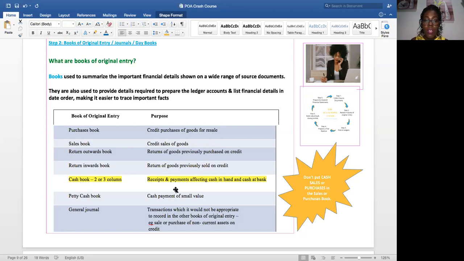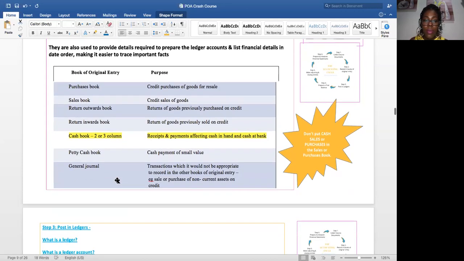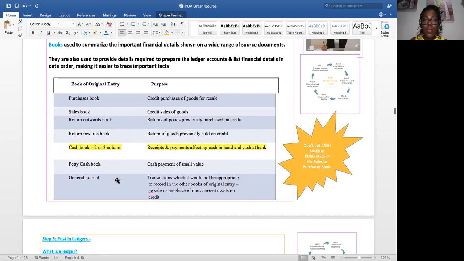The cash book records receipts and payments affecting cash in hand, which is cash on your premises, and cash at the bank. And you can have both a 2-column or a 3-column cash book. Petty cash book is used to record cash payments of small values. And then you have a general journal, which is used to record everything that cannot go in any one of these 5 books. So that is for transactions which it would not be appropriate to record in the other books.